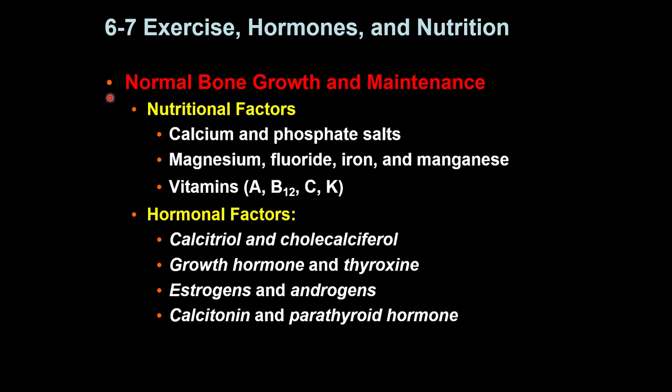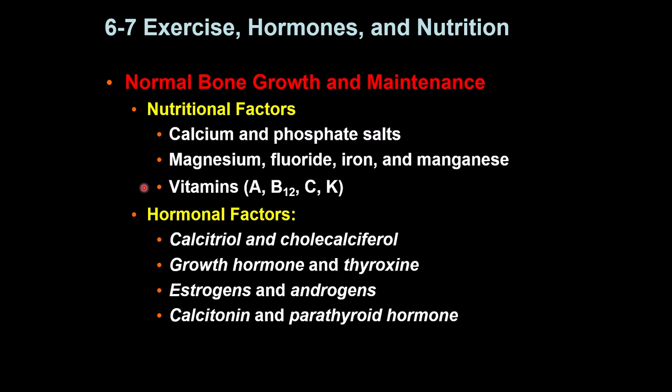There are some vitamins. Of the vitamins, vitamin A stimulates osteoblasts. So osteoblasts, as you know, make the bone matrix. B12 and vitamin K are the ones that are important for formation of other types of proteins in the bone. And vitamin C is really important because it differentiates pre-osteoblast to osteoblast, and also stimulates osteoblasts to make bone matrix. So vitamin C is really important for bone formation.